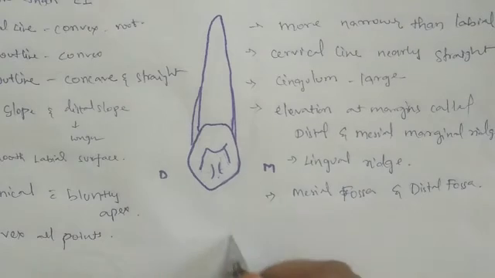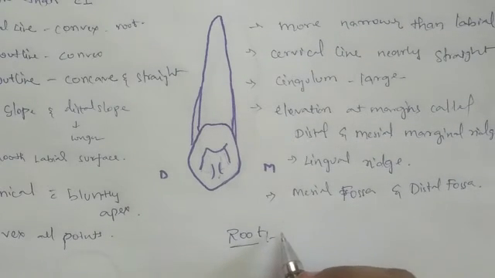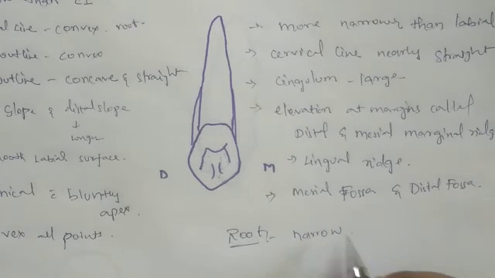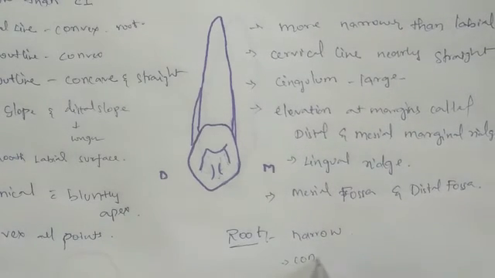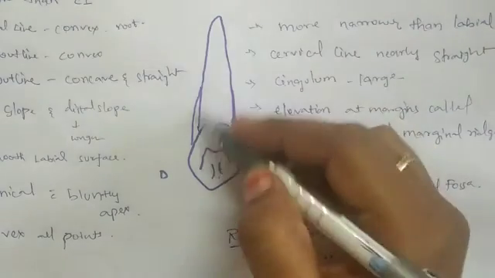Coming to the root. The root on the lingual aspect is still narrow. It appears narrower, and it is convex at all points.